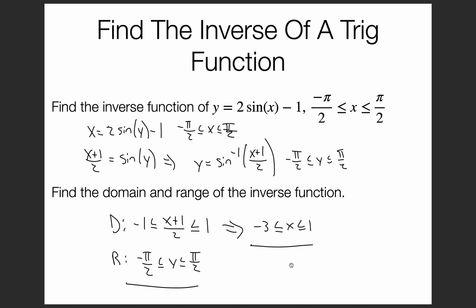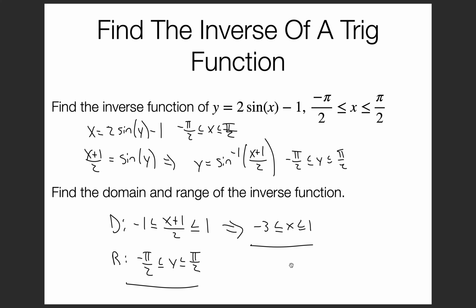You find the inverse by switching x and y and solving for y. So that's exactly what I do. x equals 2 sine y minus 1. I add 1, divide by 2, and then take the inverse to get the inverse function, which is y equals sine inverse of x plus 1 over 2, where y is between negative pi over 2 and pi over 2. That's the inverse function right there, and then I ask you to find the domain and the range.